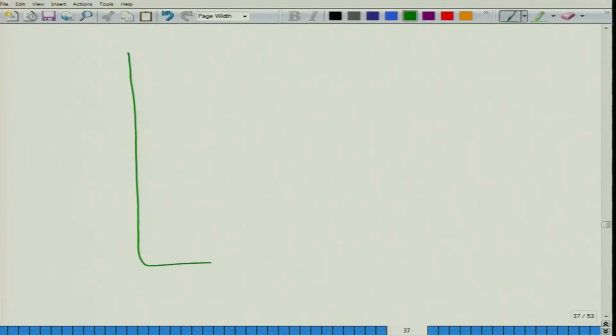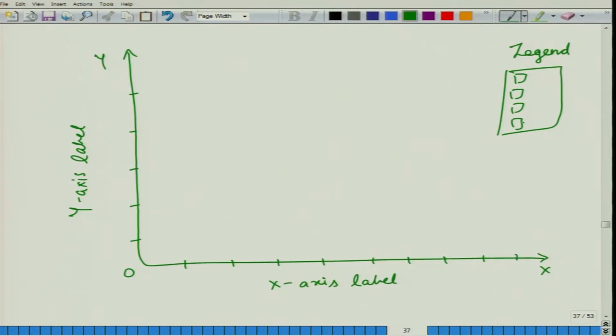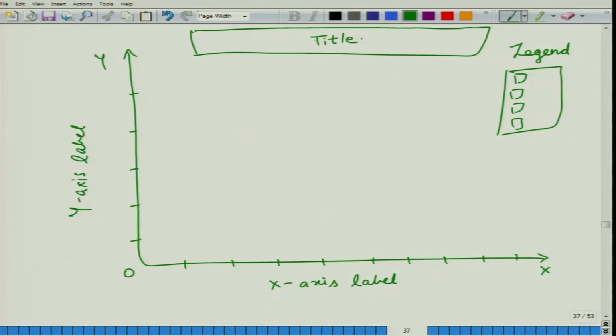So, every chart needs to have the axes labeled, then it will have some values on the y axis and the x axis, then it will have a y axis label and an x axis label, then it will have a legend which will show what all values refer to, and then it will have a title on top which tells us what this chart is all about.